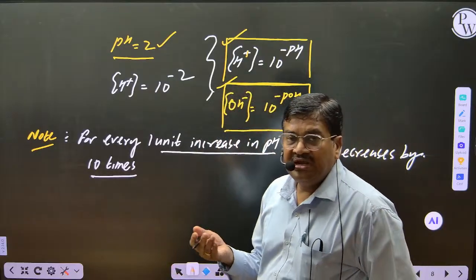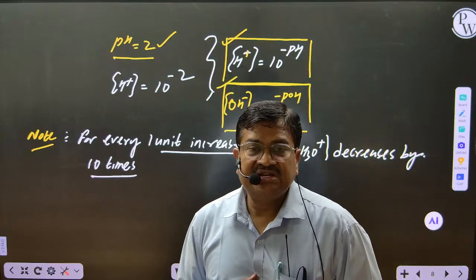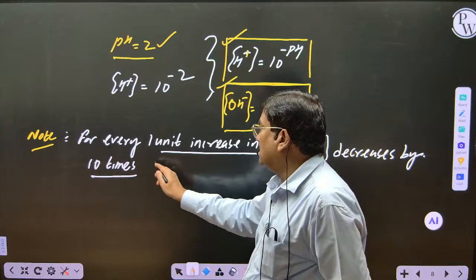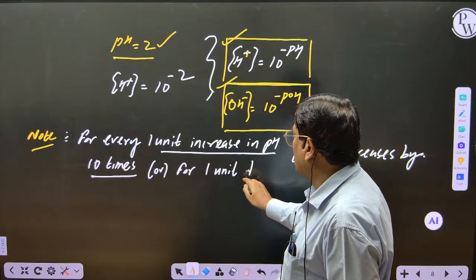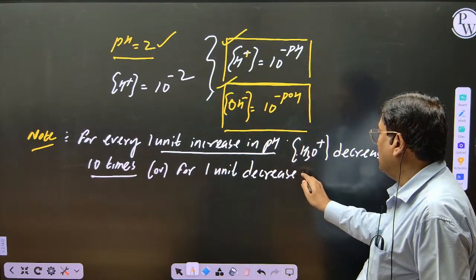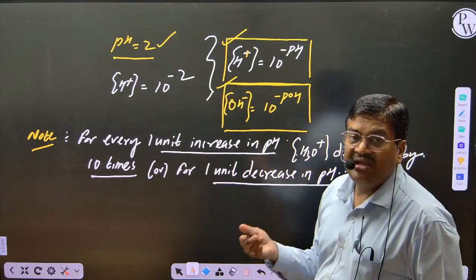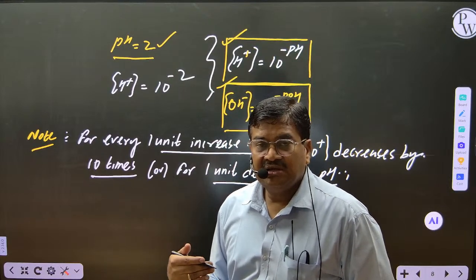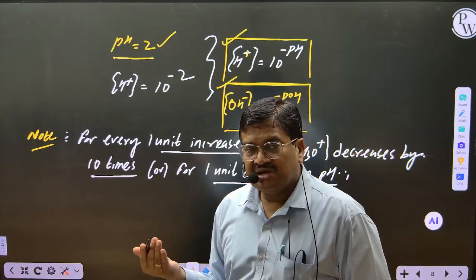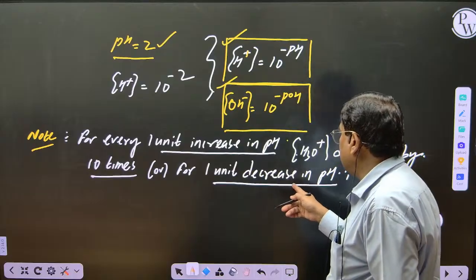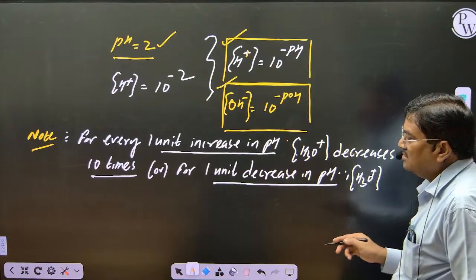For every 1 unit decrease in pH, if you decrease pH by 1 unit, hydronium ion concentration increases by 10 times. Converse: if you are decreasing by 1 unit, hydronium ion increases by 10 times. If I am increasing by 1 unit, hydronium ion concentration decreases by 10 times. Understood?